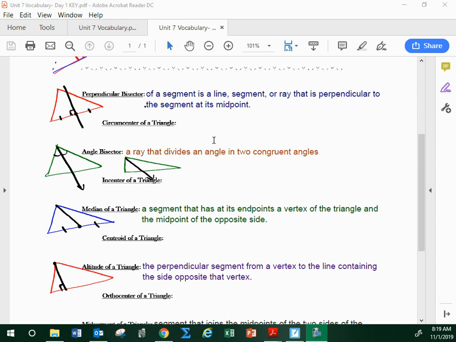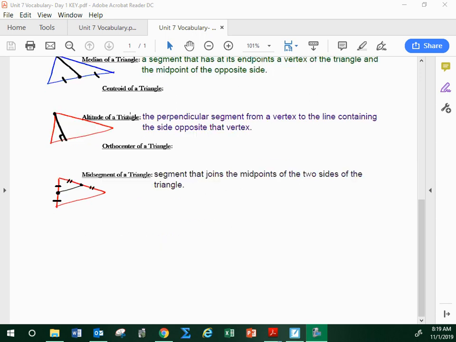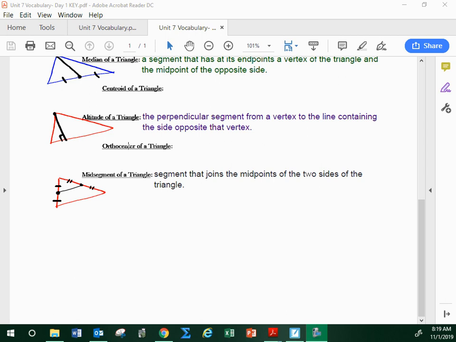Again, that's something we're going to learn in a couple classes. Incenter, if I were to draw on all my angle bisectors, again, we'd have three because there's three angles. Where they meet is called the incenter. Median. If I were to draw all three medians, where they meet is called the centroid. And altitude, if I were to draw all three altitudes, where they meet is called the orthocenter. So in two classes, we're going to talk about those terms more so in the theorems that go with it.